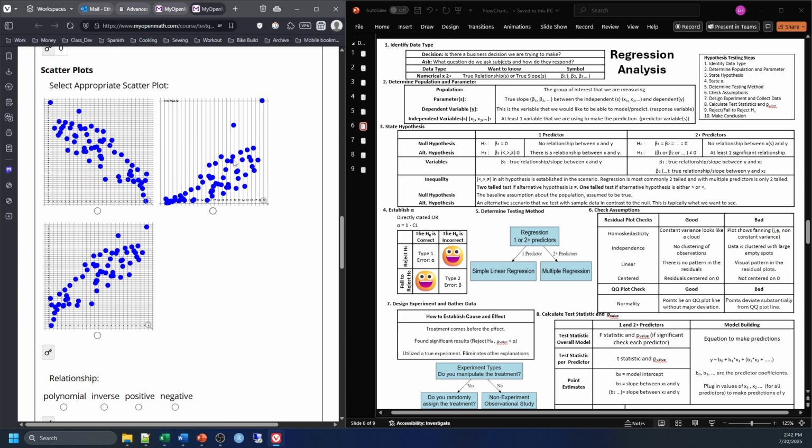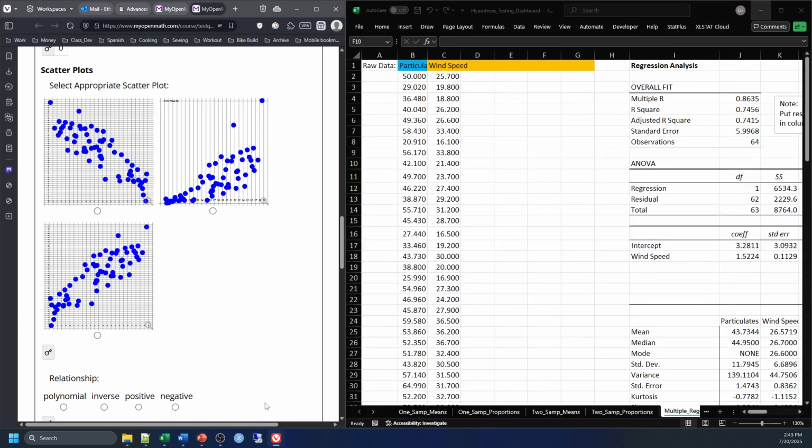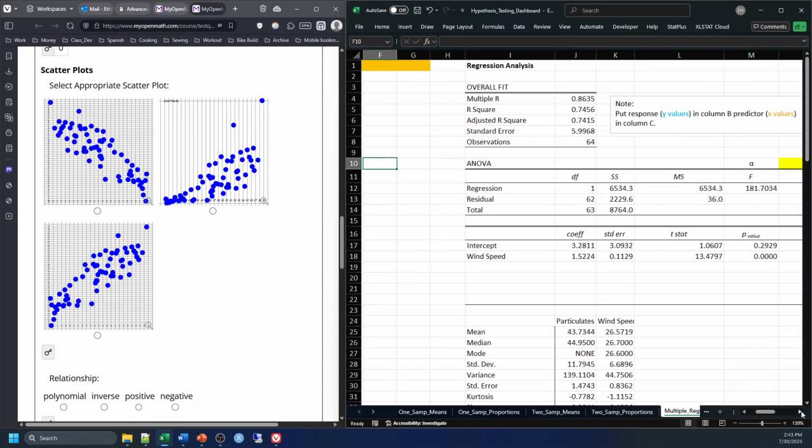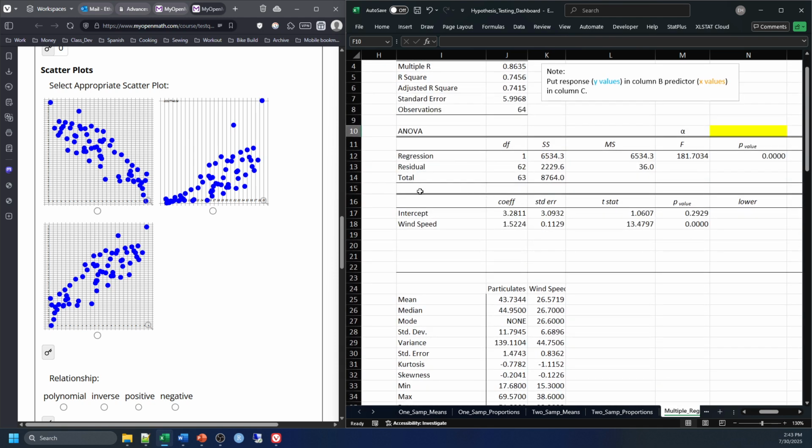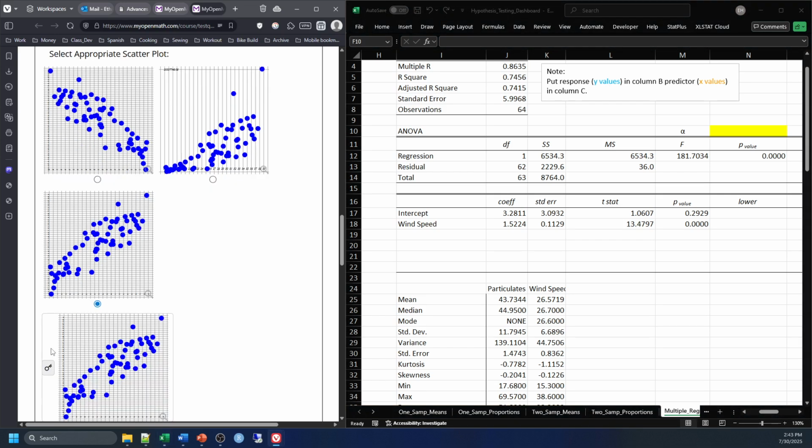Just note that these are not going to be on the exam. But let's go ahead and take a look at how we can figure out, at least, do we have a positive slope or a negative slope? So let's scroll on over to our regression analysis. And what we want to do down here is look at our coefficients, and notice that we have a coefficient with a positive relationship. So that means that we're going to have a positive relationship between the wind speed and the number of particulates. So I'm pretty sure it's going to be this guy right here, our correct response.